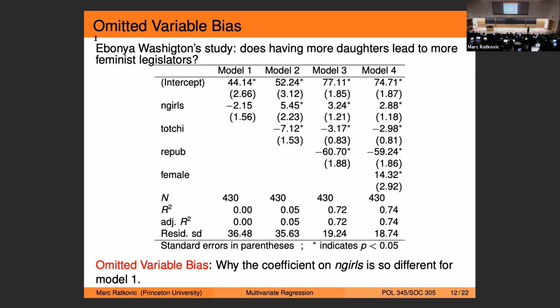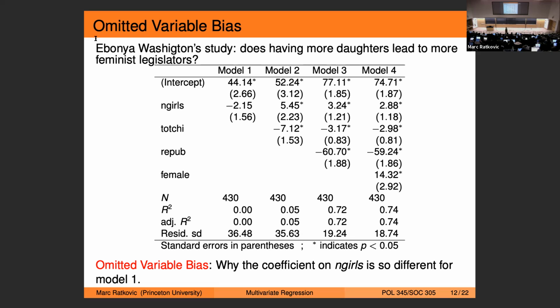So what we're going to do is, first we're going to regress the NOW score on just the number of girls, N girls, which is the number of daughters that someone has. And what you'll see is a negative relationship, negative 2.15, but it's not statistically significant. Why? Because it's negative 2.15, but the standard error is 1.56, and the coefficient is not two standard errors from 0. 1.56 times 2 is 3.12, which is larger than the coefficient.